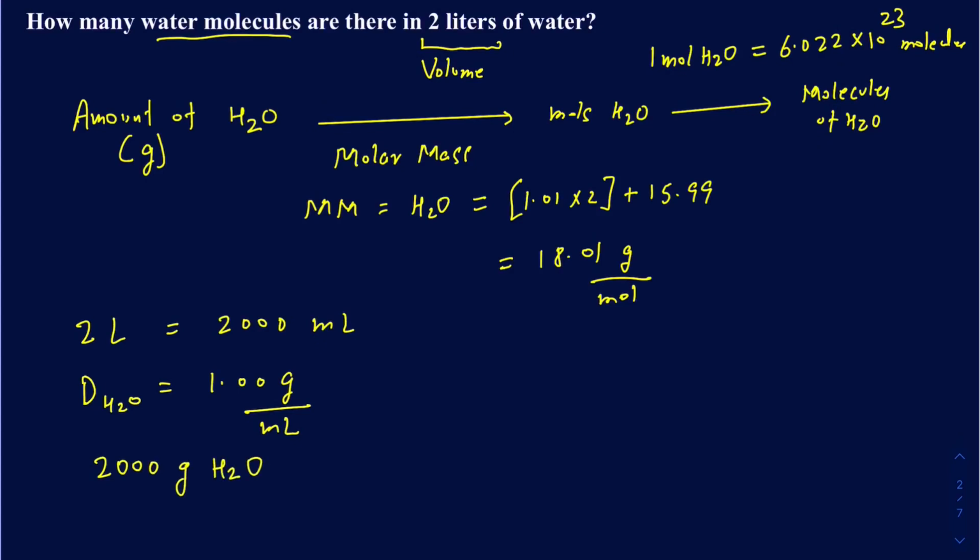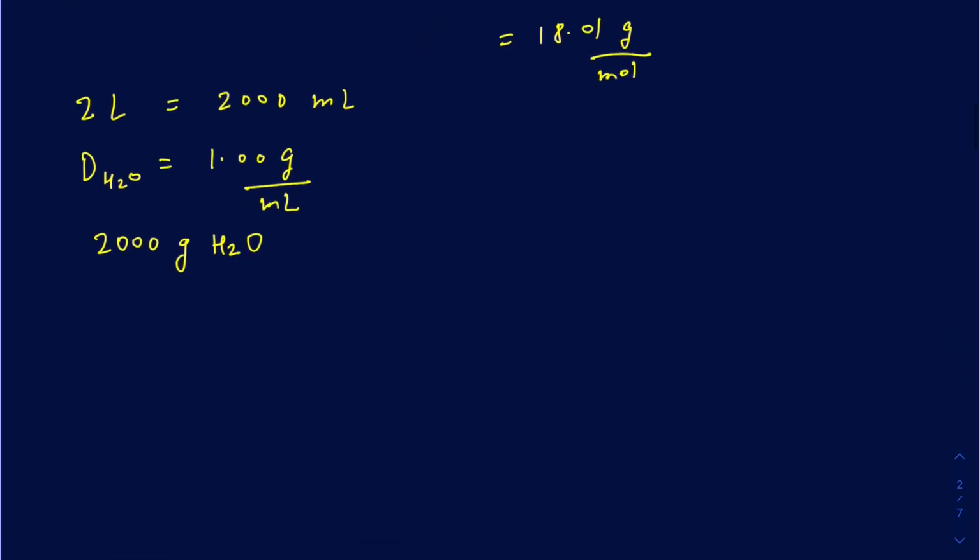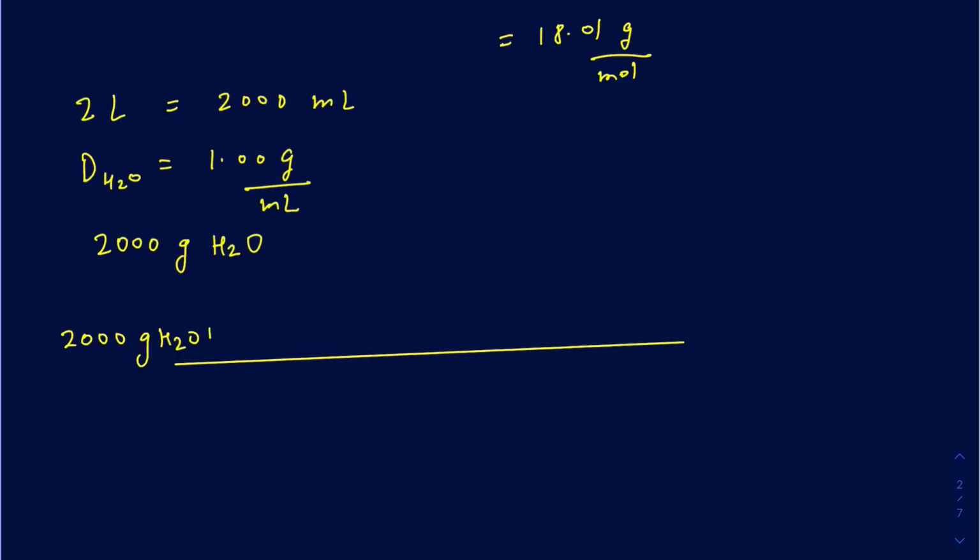So now you have the starting point. Now you have something that enters this mole template. And after that, it's all about setting it up. Okay, so if I'm starting out with 2,000 grams of water, and in the first step we're trying to go to the moles of water, I'll put moles of water on the top, and we're trying to get rid of the grams of water, so the grams of water goes on the bottom.